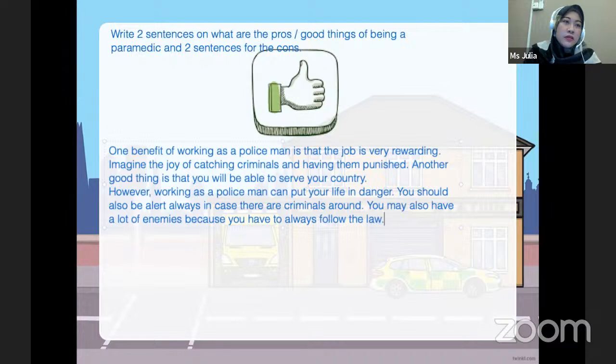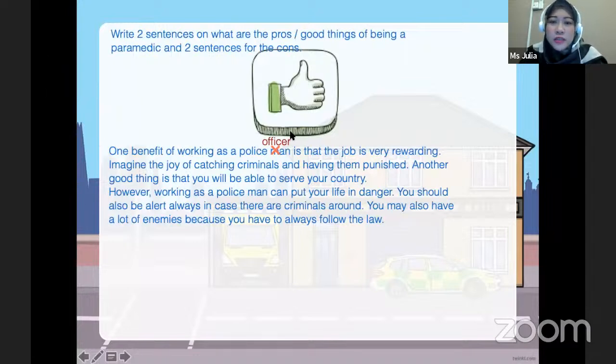Okay. So let me read. One benefit of working as a policeman is that the job is very rewarding. Policeman or police officer. Let me change. Police officer. Wait, I changed to red. Okay, then you write below mine. Is that the job is very rewarding. Imagine the joy of catching criminals and having them punished.